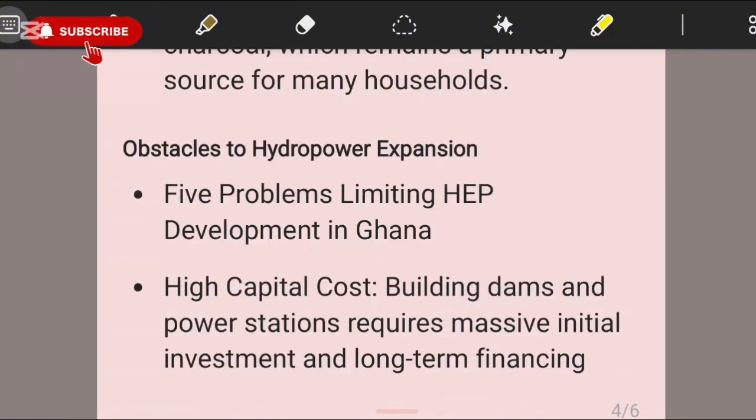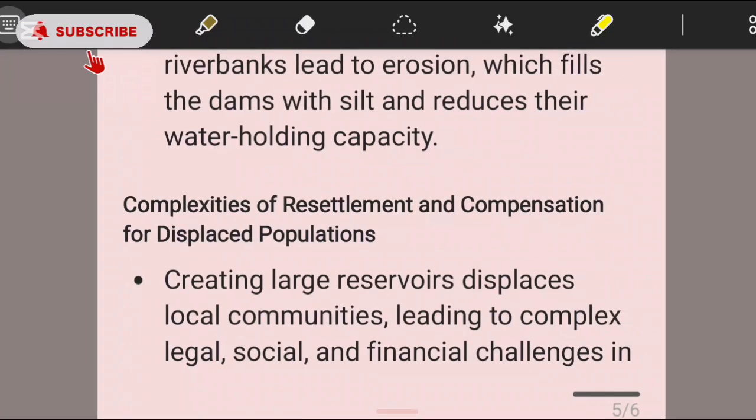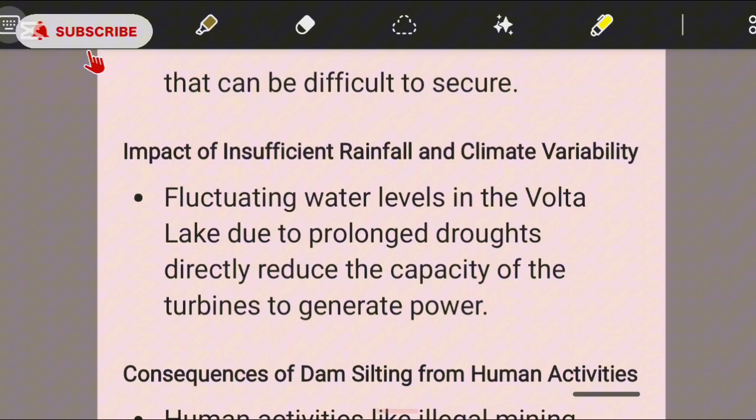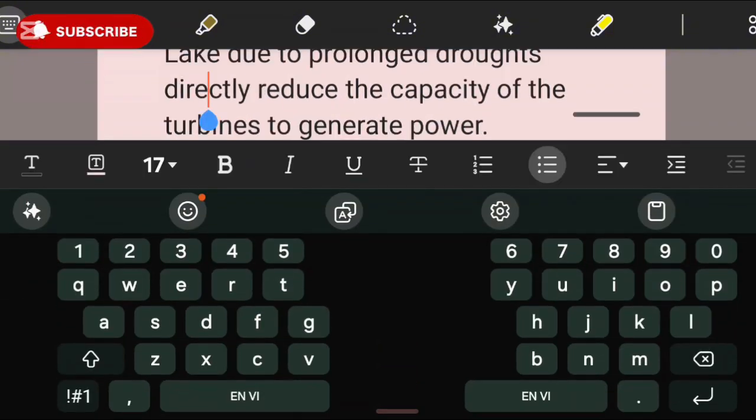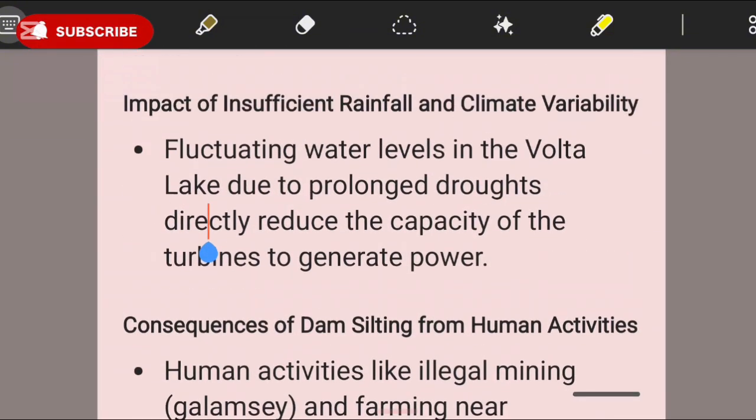First one is the high capital cost. Building dams and power stations require massive initial capital or investment. You know, the Akosombo Dam has been serving Ghana for so long, and to get the best out of it, I think when Nkrumah built that dam, it was serving less than 20 million Ghanaians. Now we are having over 30 million. So at least we should have expanded the infrastructure of the Akosombo Dam, but because of high cost, we haven't been able to do that. That is why we are still suffering. That is one cost of it.